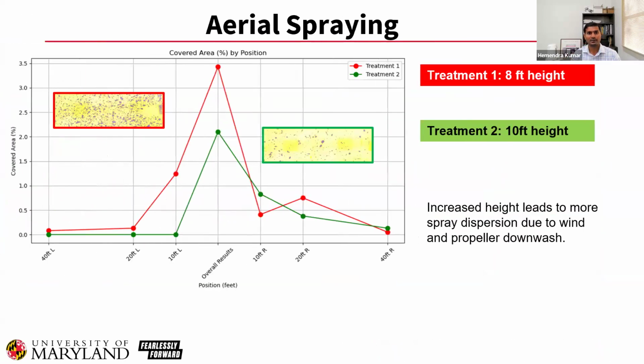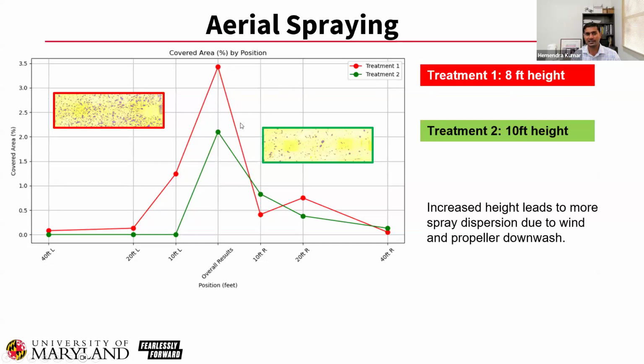So what did we find? This is the same card, right? If you see, the red is the maximum coverage area, the coverage area of this paper. Maximum coverage was happening with the 8 feet height. So we had two treatments: 8 feet was treatment 1, 10 feet was treatment 2. The 8 feet had maximum coverage on the water sensitive paper when we applied the chemical. Treatment 2 was the 10 feet height.